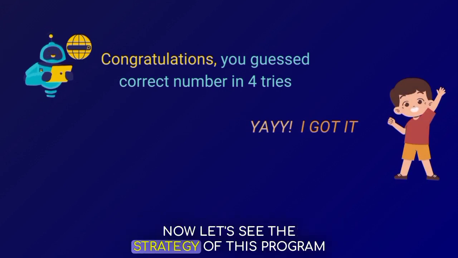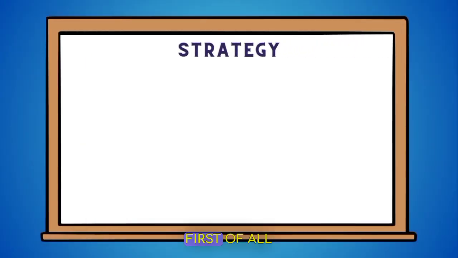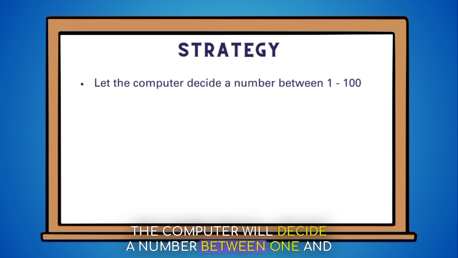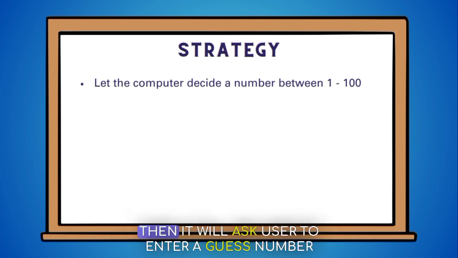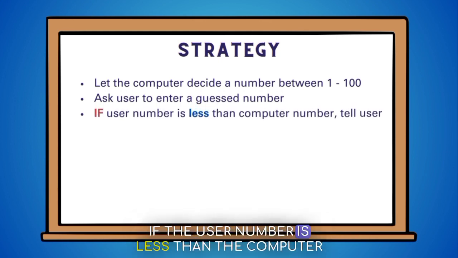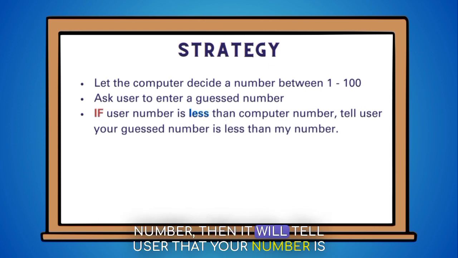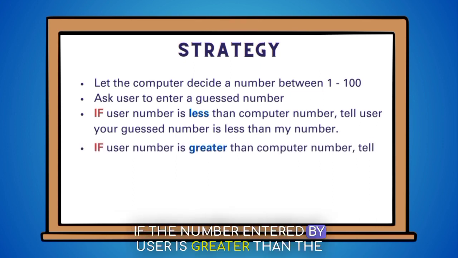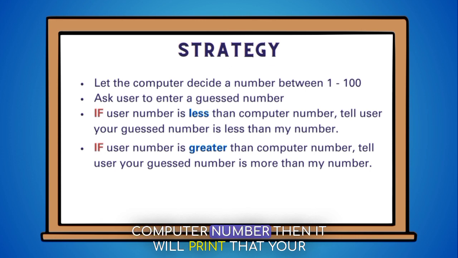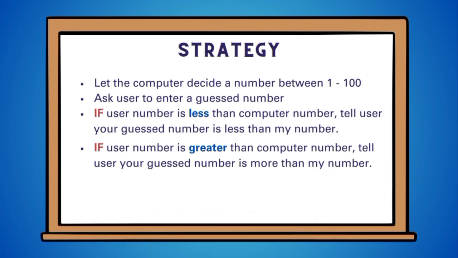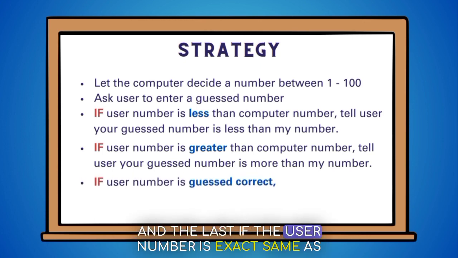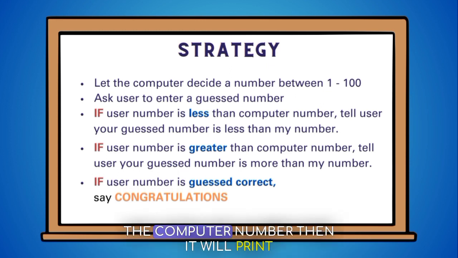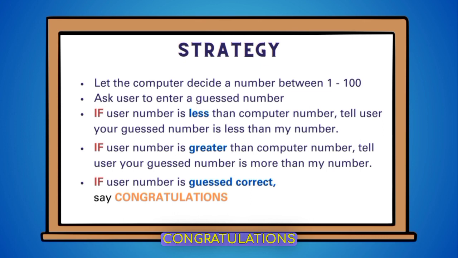Now let's see the strategy of this program. First of all, the computer will decide a number between 1 and 100. Then it will ask the user to enter a guessed number. If the user number is less than the computer number, then it will tell the user that your number is less than my number. If the number entered by the user is greater than the computer number, then it will print that your guess number is greater than my number. And the last, if the user number is exactly the same as the computer number, then it will print congratulations.